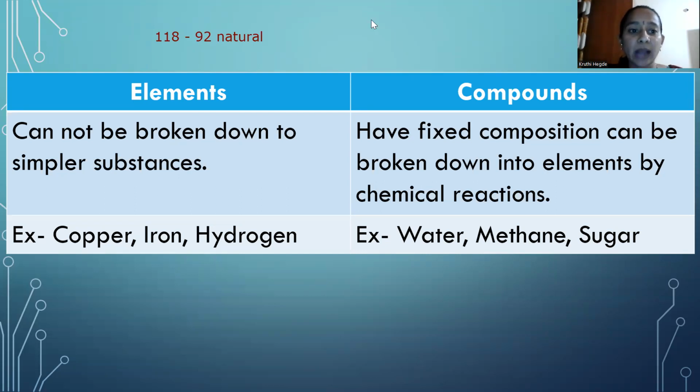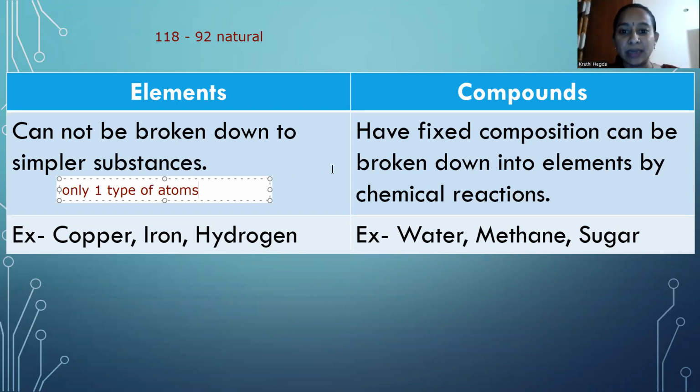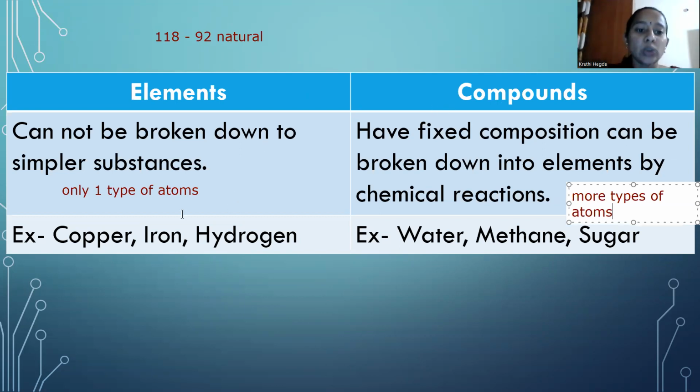Element means it will have only one type of atoms, whereas compounds will have two or more types of atoms. Examples for elements: copper, iron, hydrogen. It cannot be further divided. Whereas compounds include water, methane, sugar.